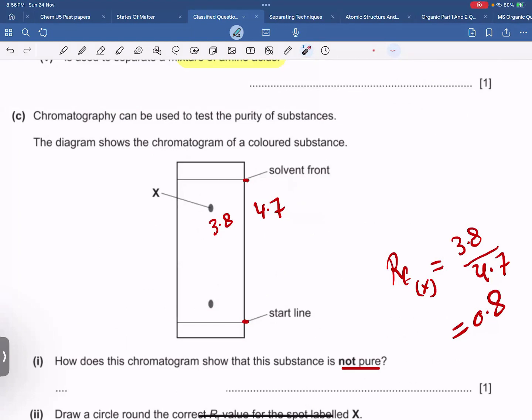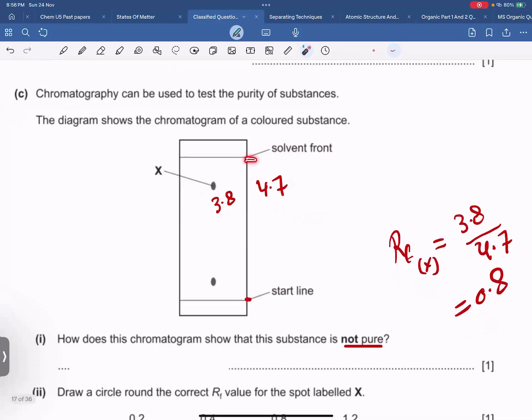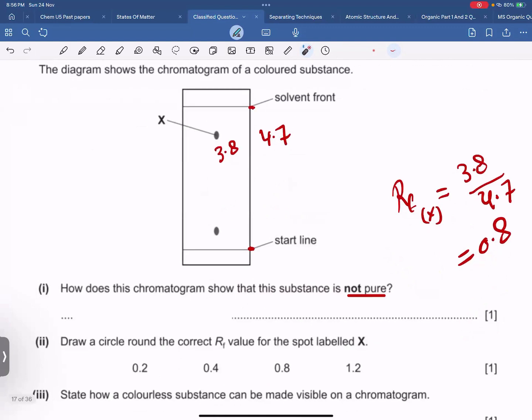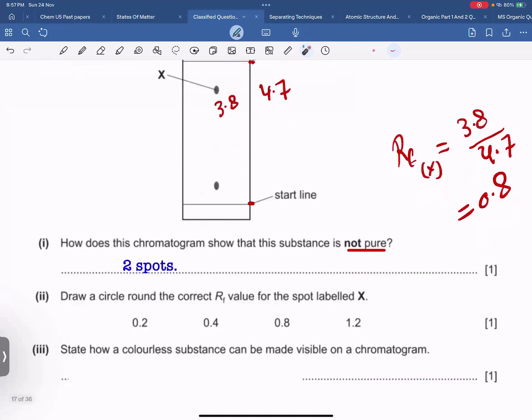The diagram shows the chromatogram of a colored substance: start line, solvent line, and two spots. One of them is X. How does the chromatogram show the substance is not pure? If it is a pure substance, only one spot shows in the diagram. For example, if F is pure, or X is pure, there is only one spot in the paper chromatography. So two spots means impure. So your answer is going to be two spots shown in the diagram in paper chromatography.